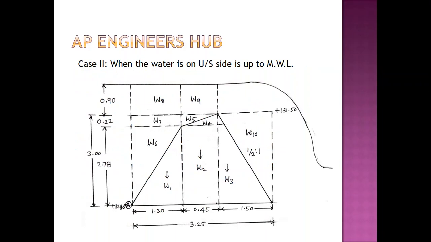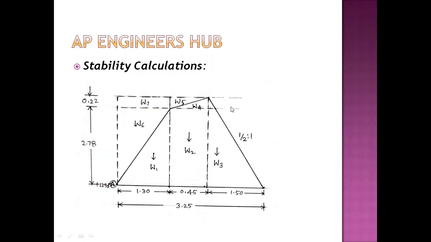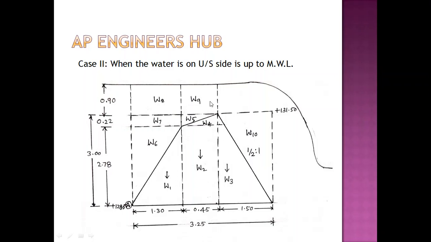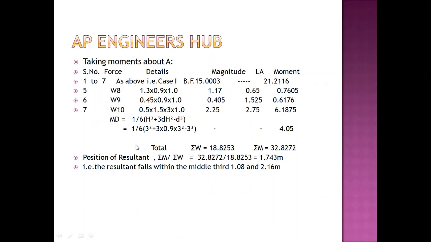Case 2, when water is on the upstream side up to MWL. Earlier we calculated only up to crest level. Here the water depth is also there, so additional loads are coming, that is W8, W9, W10 also. Loads 1 to 7 are the same as already calculated in the previous case. W8, W9, W10 are calculated. Therefore, the position of the resultant is equal to 1.743 meters. This also falls within 1.08 and 2.6.